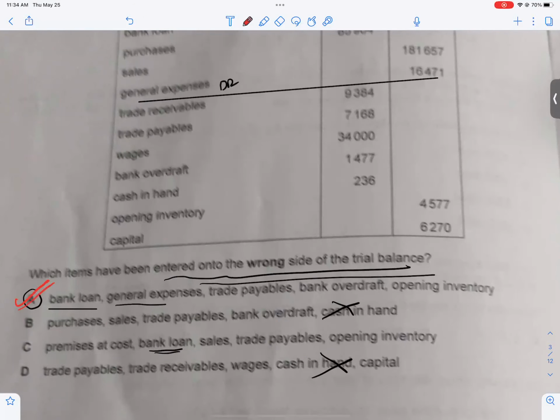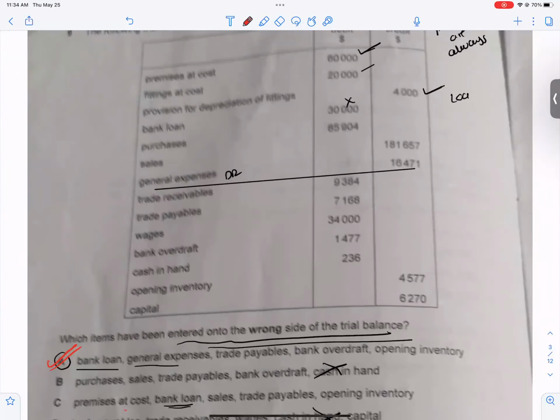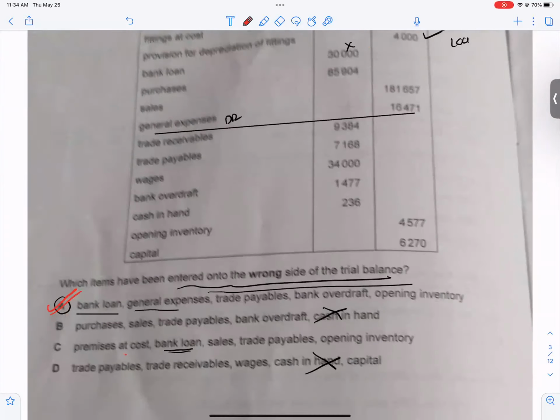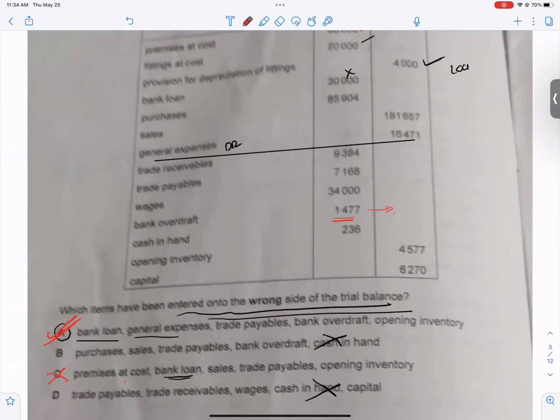Option A. Then do another smart work. Premises at cost. Then it was not wrong, right? No, premises is cost, correct. So this option also wipes off. Correct option is option A. Can you tell me the correct place where bank overdraft will go? Credit side because it's overdraft. Okay, fine. This is done.